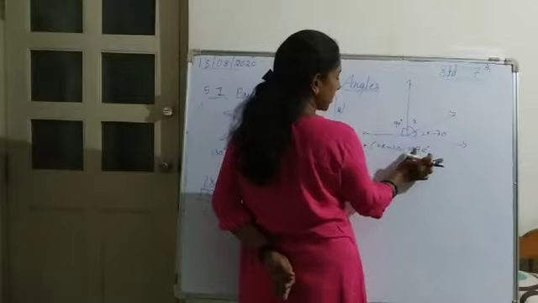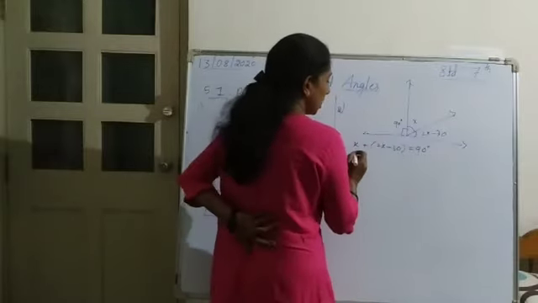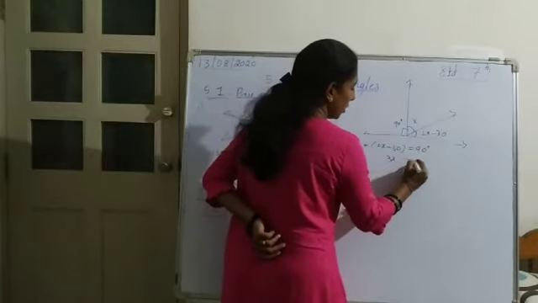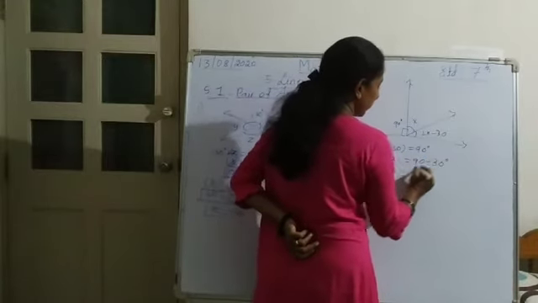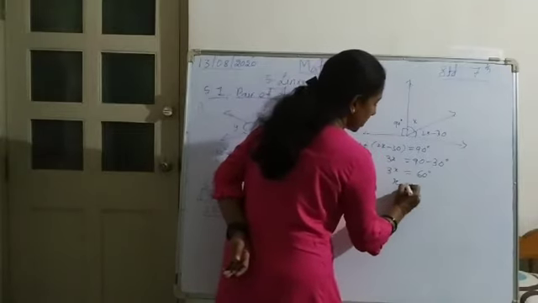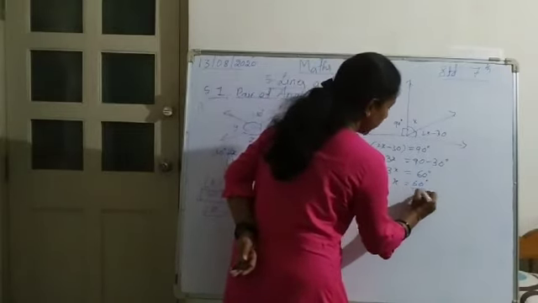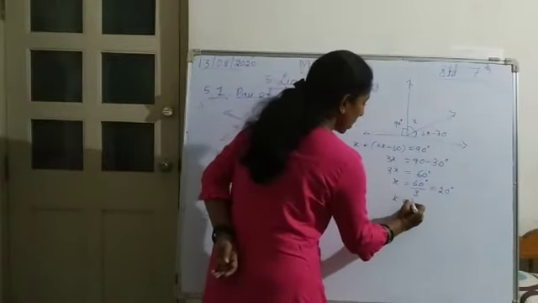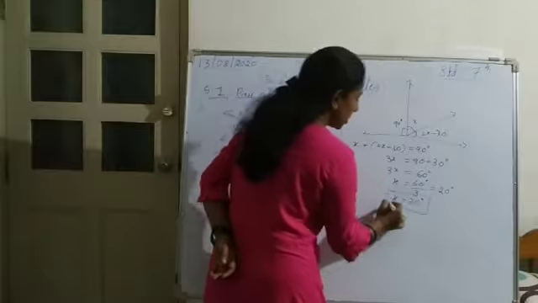So x plus 2x minus 30 is equal to 90 degrees. Next, we get 3x, and this 30 shifts to the other side. So 90 minus 30 degrees is 60 degrees. So 3x is equal to 60, so x is equal to 60 degrees divided by 3. That is 20 degrees. So x is 20 degrees. This is the value of x.